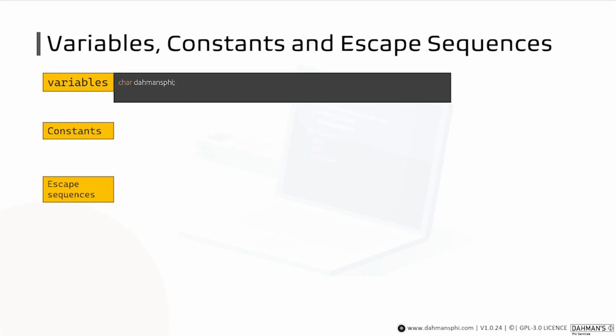Now, the way I could do that, just like you see on the screen, is char, and then you define the identifier as DAHMAN'S Phi. And then after that, you could assign the character value that you would like. This is right, and there is no problem with that. The compiler will not throw any error.